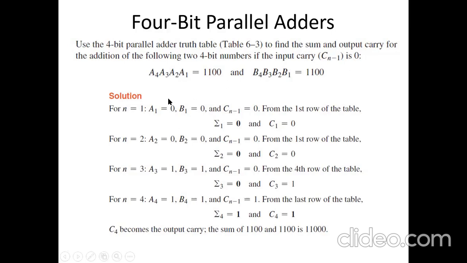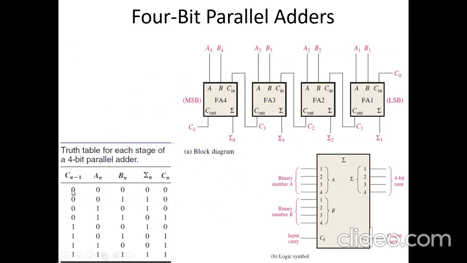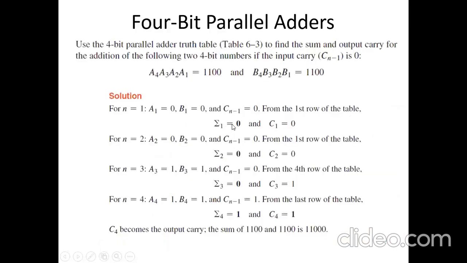If we take this information and look at the table, when Cn-1 is 0, A is 0 and B is 0, it corresponds to the first row. The sum is 0 and the carry is also 0. That is why we have summation 1 equals 0 and C1 equals 0. Now for n equals 2, the previous carry is C1, which is 0. We take the second bits, A2 and B2. A2 is 0, B2 is also 0, and Cn-1 is 0. So this also corresponds to the first row of the table, in which the sum is 0 and the carry is 0.